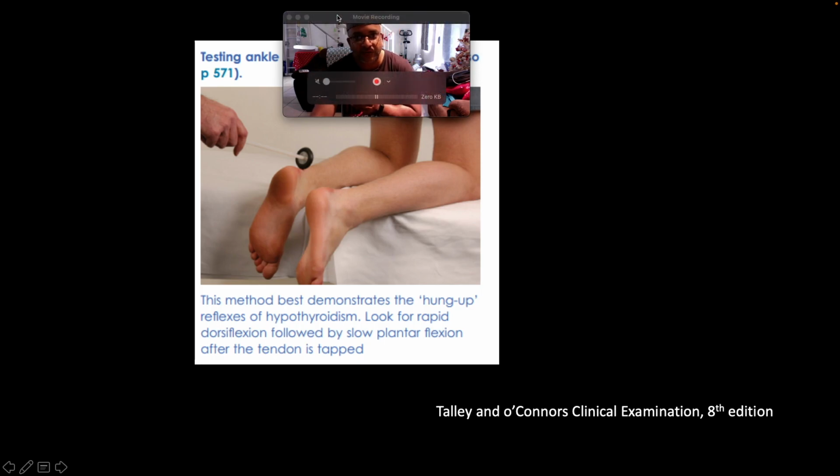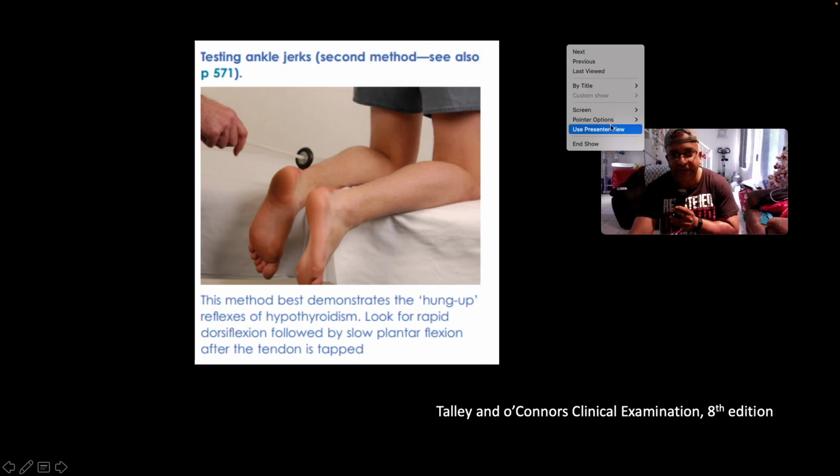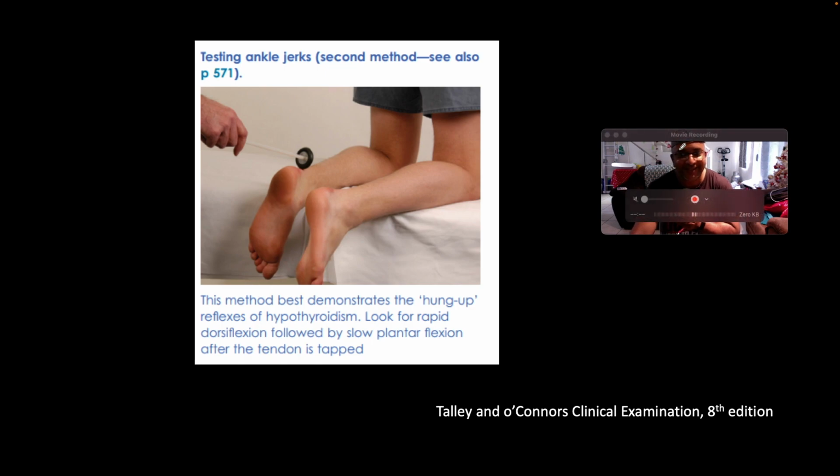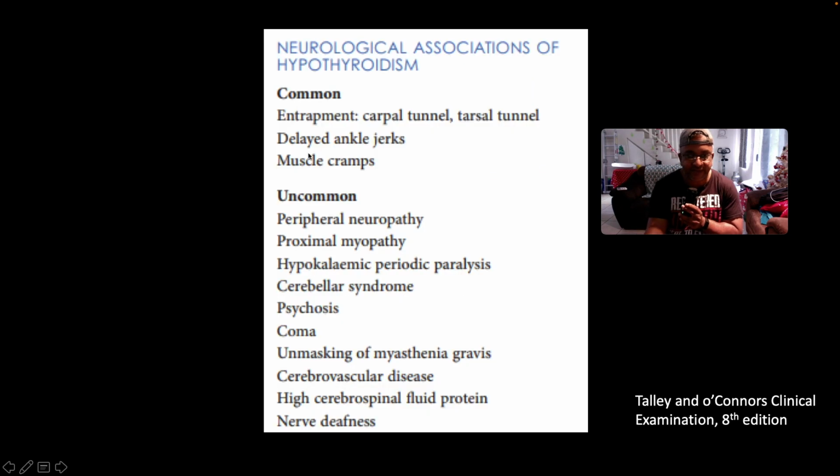Now, this is one of the most important signs to elicit, the so-called hung reflexes of hypothyroidism, which implies a delayed relaxation phase, right? Look for rapid dorsiflexion followed by slow plantar flexion after the tendon is tapped, best illustrated with the patient kneeling when he's striking the Achilles tendon.